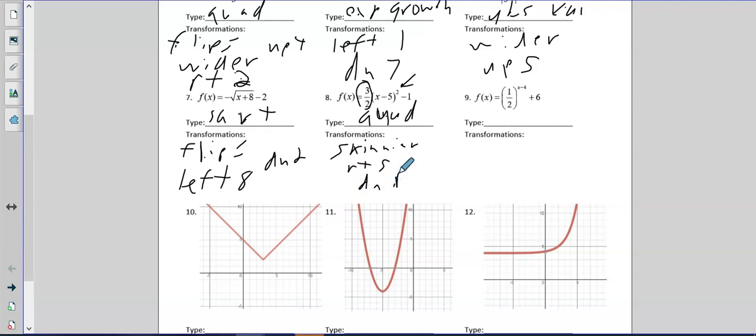Last of these, this is exponential. There's an x up in the exponent spot. This is less than 1, which makes it exponential decay. Looks like Doc. All right, minus 4, inside lies. So instead of left, it's right 4. And plus 6 means up 6.